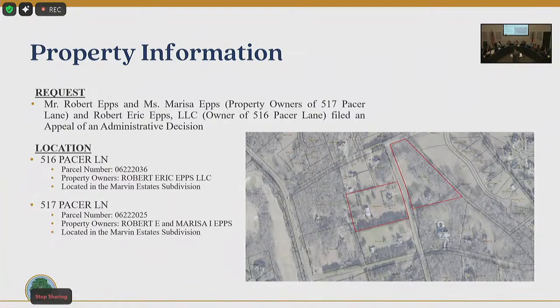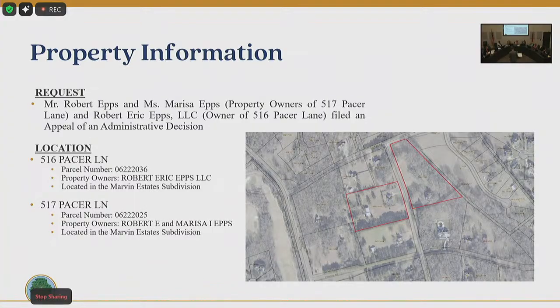That's correct. Now, between Joe Carr Road and Chestnut, I count 1, 2, 3, 4, 5 properties that actually touch Pacer Lane. Am I right about that? That is correct. On that portion of Pacer, yes. And on that portion of Pacer, Mr. Epps or his company owns 2 of the 5, right? That is correct. Do you know who owns the other 3?